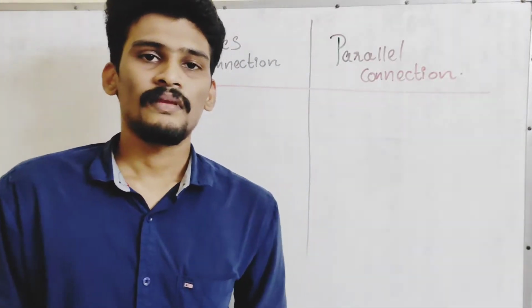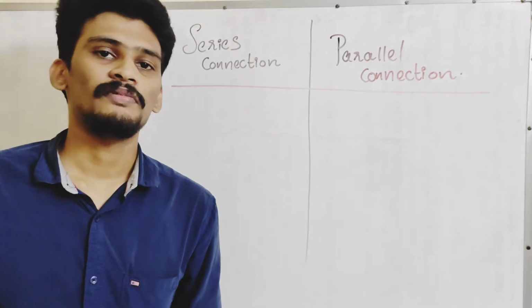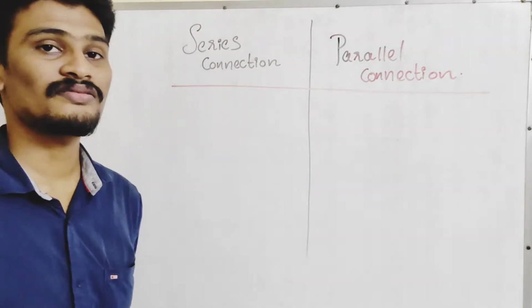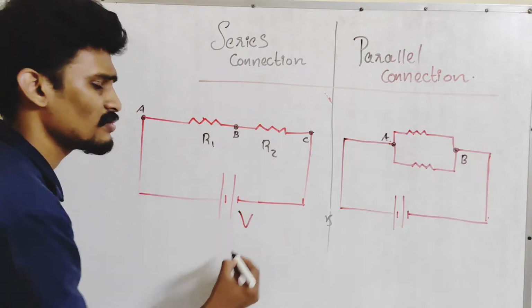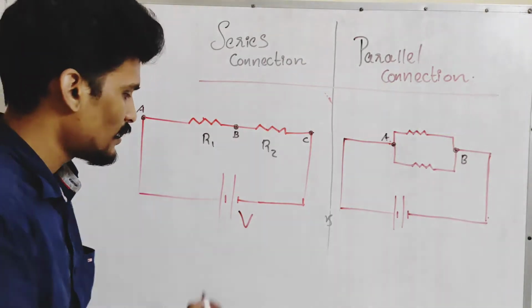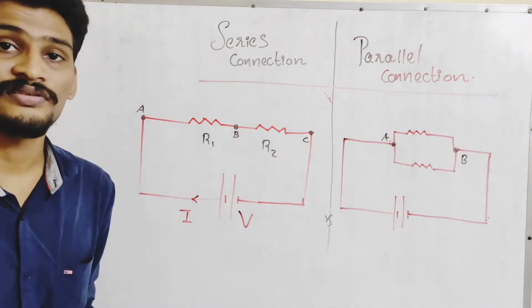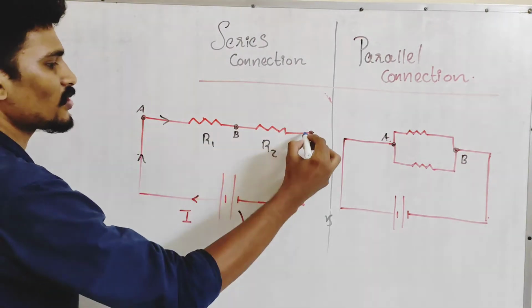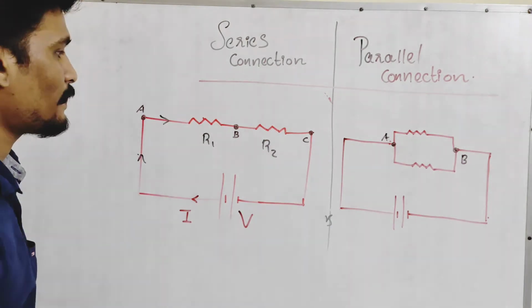Hi everyone. Today we are going to discuss an interesting and important topic from the concept of current electricity. That is resistance connected in series and resistance connected in parallel. V be the applied potential in the circuit. As a result of that, there is a flow of I amount of current in the circuit. As you can see, the current is circulating in the circuit like this. It's having a clockwise current in the circuit.